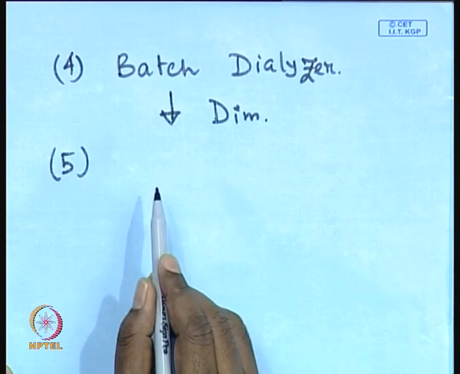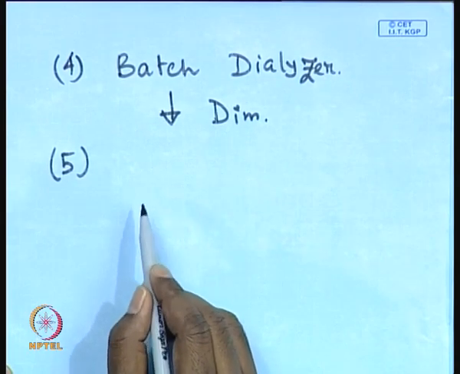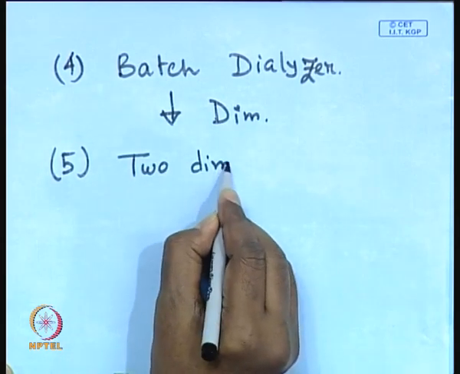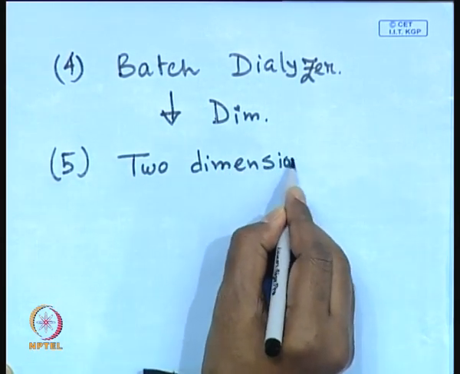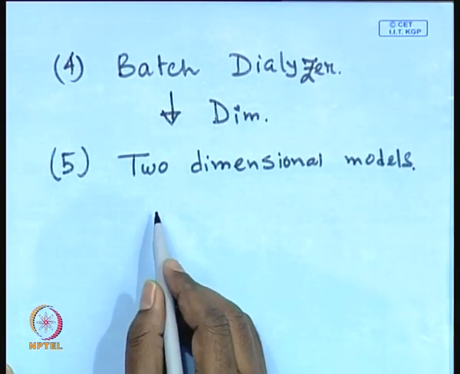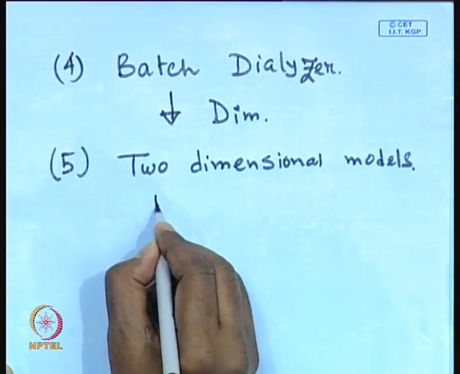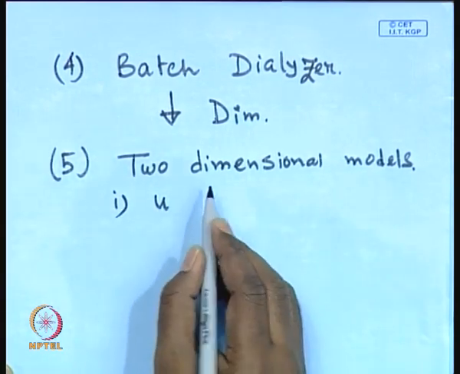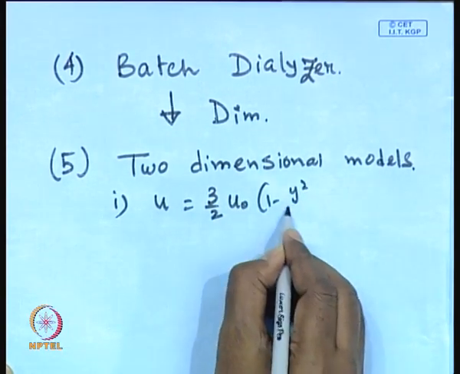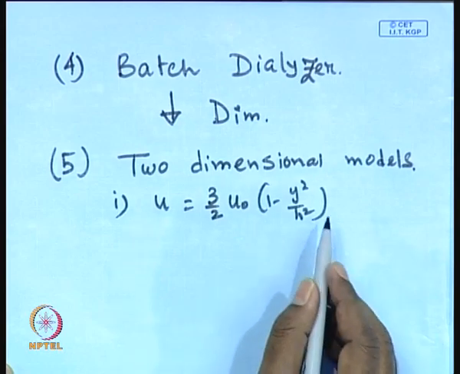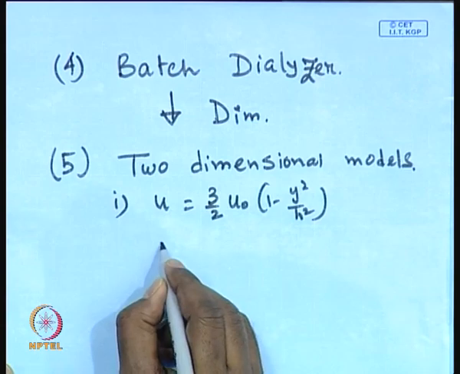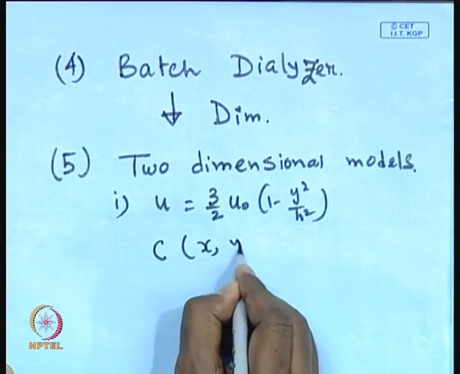Then we identified the shortcomings of that, and we went for two dimensional models, or more accurate models. In the two dimensional model, we assume that velocity is laminar, and there exists a velocity profile in the channel, which is a parabolic velocity profile. So, using this we obtain the concentration as a function of x and y.